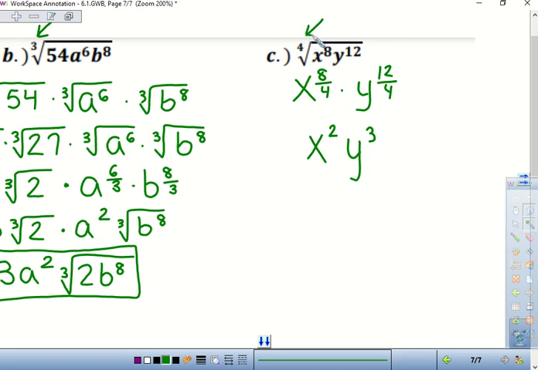Now we have an even index, so if any of our results have an odd power, we have to put an absolute value around that variable. So which one of these do we have to put an absolute value around? The y. Good. So you always want to put that in at the very end. But the reason for that is if you get a result inside that y that comes out to be negative, you have to make sure you take the absolute value of it for it to work.